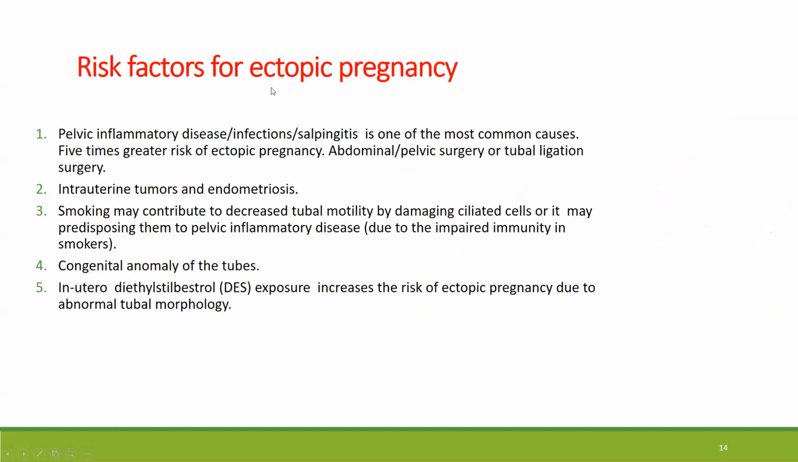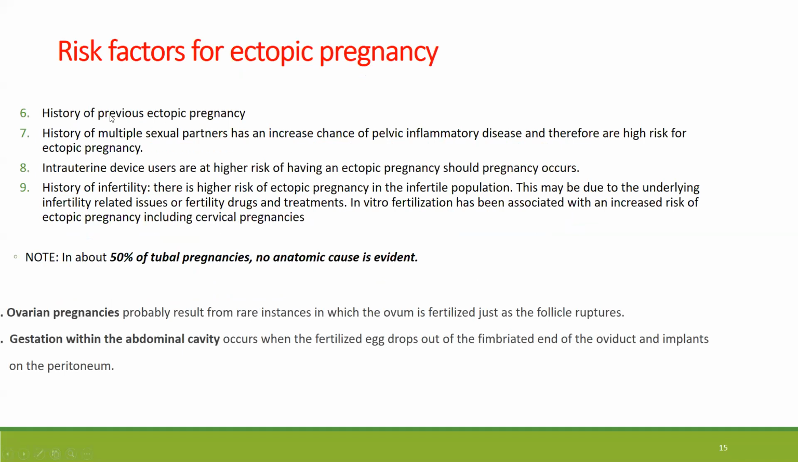Risk factors for ectopic pregnancy, we'll go through them mainly in the clinical lecture. Pelvic inflammatory disease is a very, very important risk factor. Intrauterine tumors and endometriosis. Smoking can contribute to ectopic pregnancy. Congenital anomalies of the tubes, of course, are a risk factor. Diethylstilbestrol, not used anymore, is a risk for ectopic pregnancy. A history of ectopic pregnancy can also be seen as a risk factor.